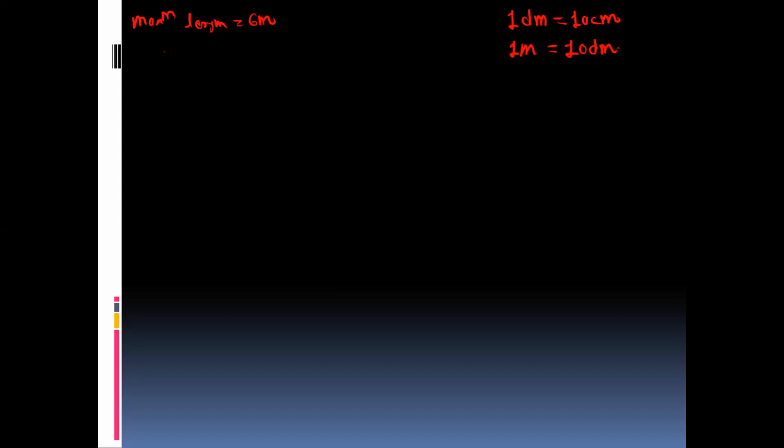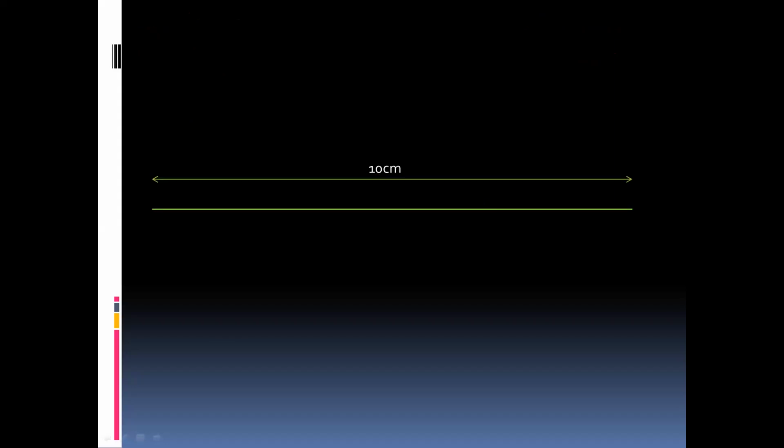Okay, and it should give the relation between meter and decimeter. So first step is draw the line of 10 centimeter. Okay. Now divide this line into 6 equal parts, because the maximum distance that we want to measure is 6 meter.